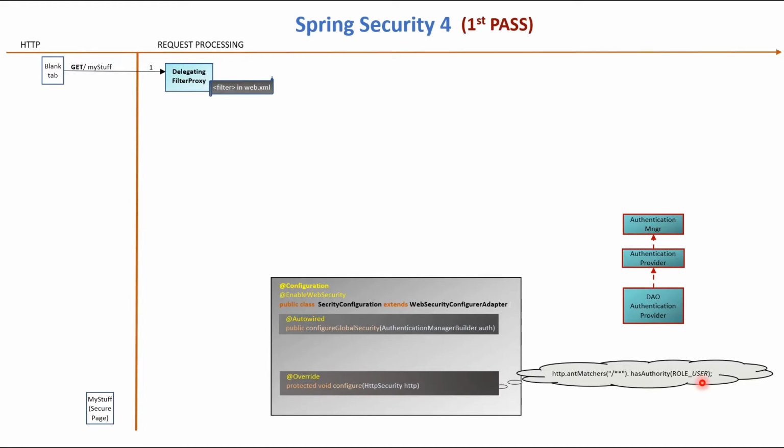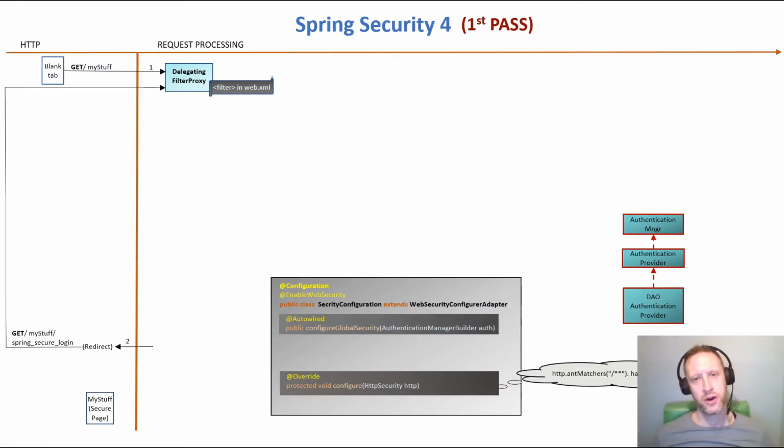So the user needs to be logged in and they're not. We just opened up a tab and tried to hit this page here. So the request is redirected with a more general GET string. This is just the string Spring Security uses for any request that needs to be redirected to a login page. It then sends the request to the login page itself.